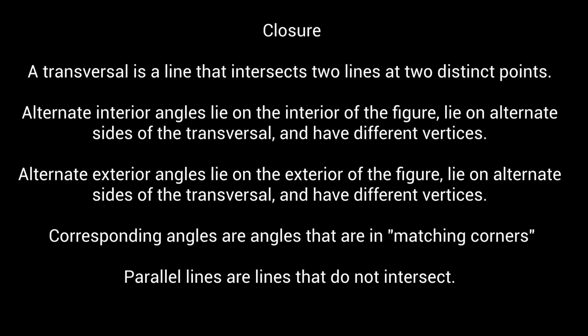In today's lesson, we learned a transversal is a line that intersects two lines at two distinct points. Alternate interior angles lie in the interior of the figure, lie on alternate sides of the transversal, and have different vertices. Alternate exterior angles lie on the exterior of the figure, lie on alternate sides of the transversal, and have different vertices. Corresponding angles are angles that are in matching corners, and parallel lines are lines that do not intersect.